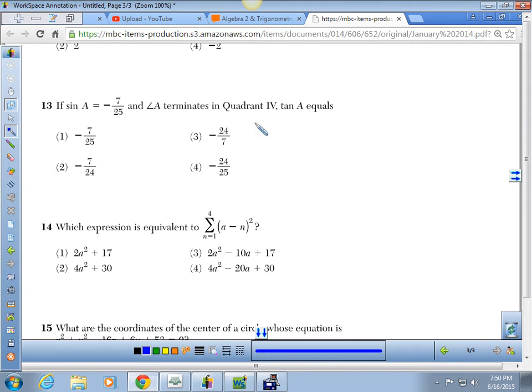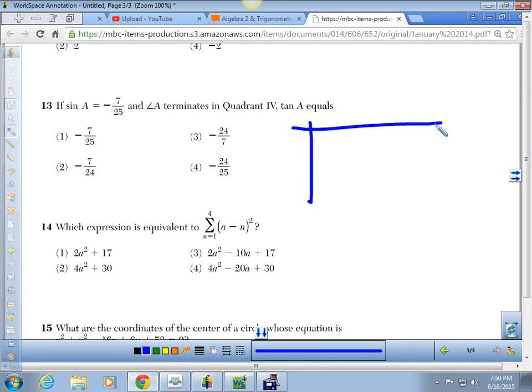But we know that we're in quadrant 4. Well, in quadrant 4, our hypotenuse will always come out from the origin. I will then draw a vertical line up to the x-axis, and that vertical line represents my opposite. The diagonal is my hypotenuse, and the x-axis is always the adjacent. Well, the sine function is the ratio of which two sides? The opposite to the hypotenuse.